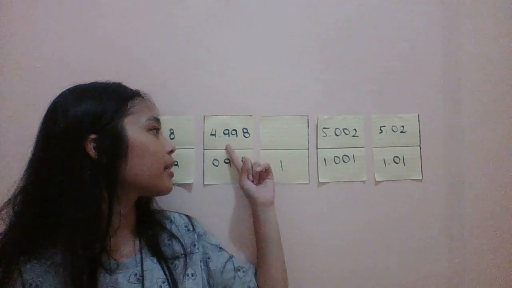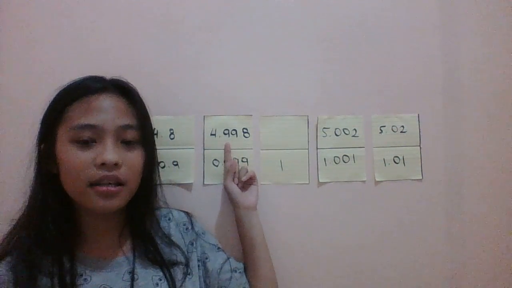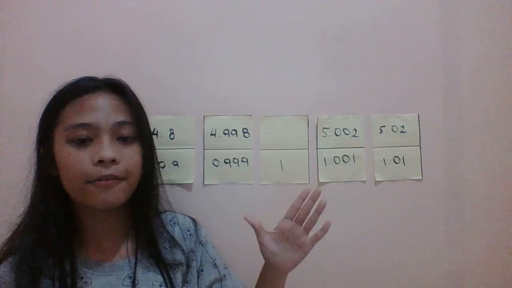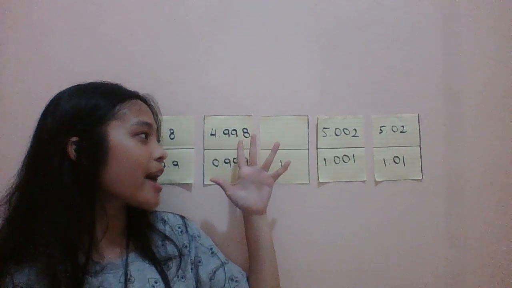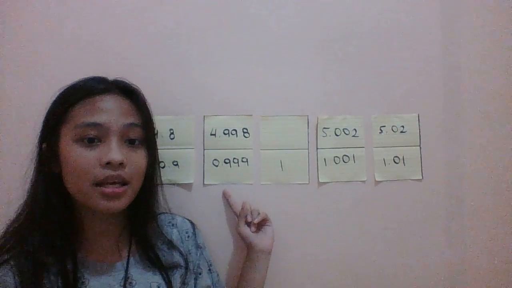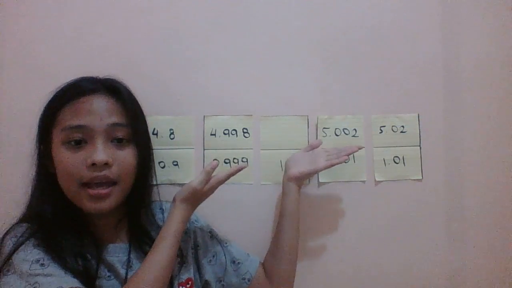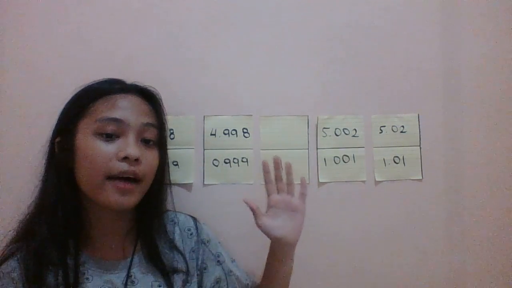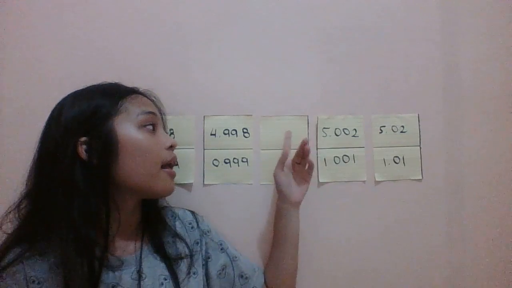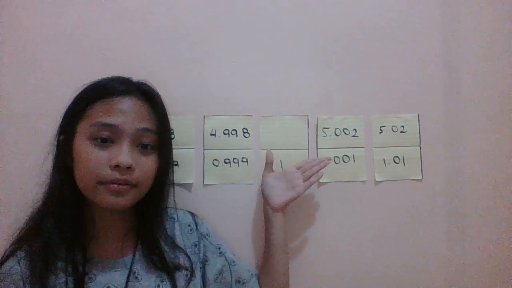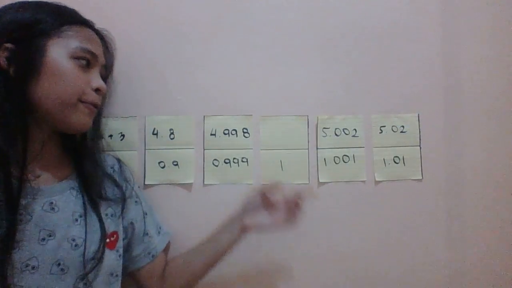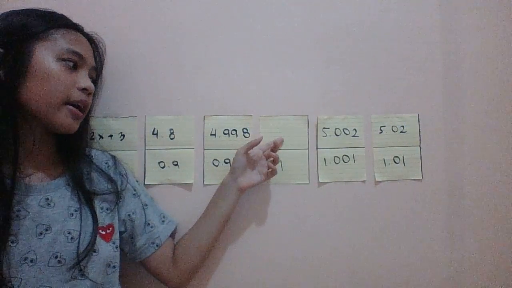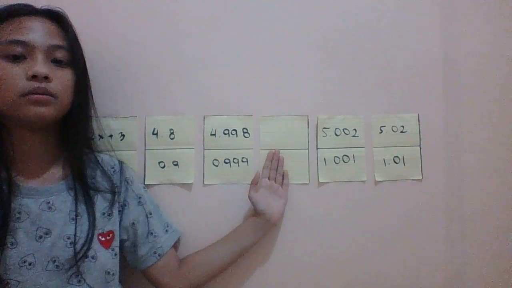Next is 4.998. Since the 9 here is greater than 5, the 4 here will not stay 4. It will be 5. So the answer here is 5. See, both sides contain the same answer, which is 5. So meaning the unknown here is 5, right? Am I right?